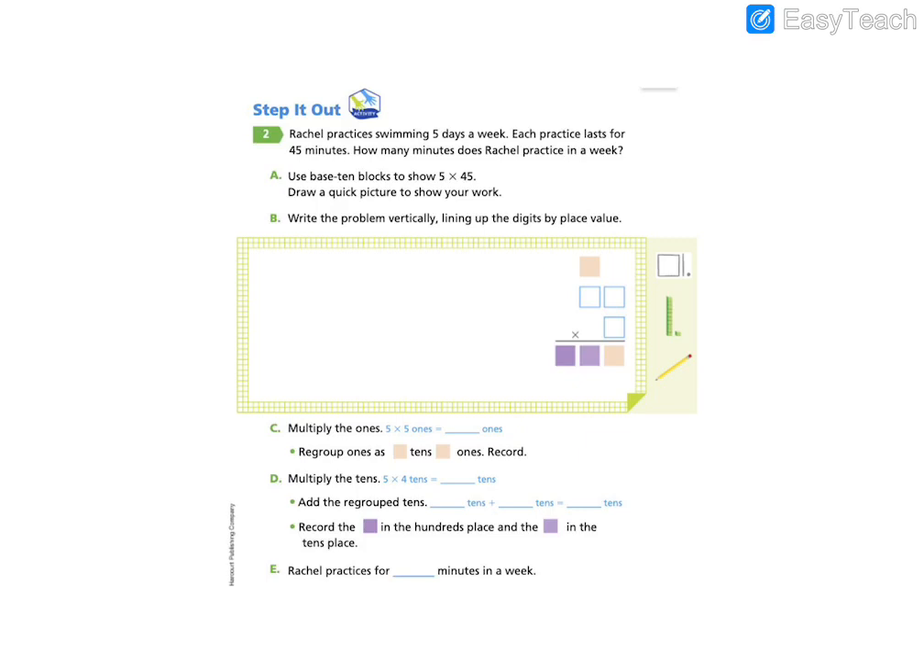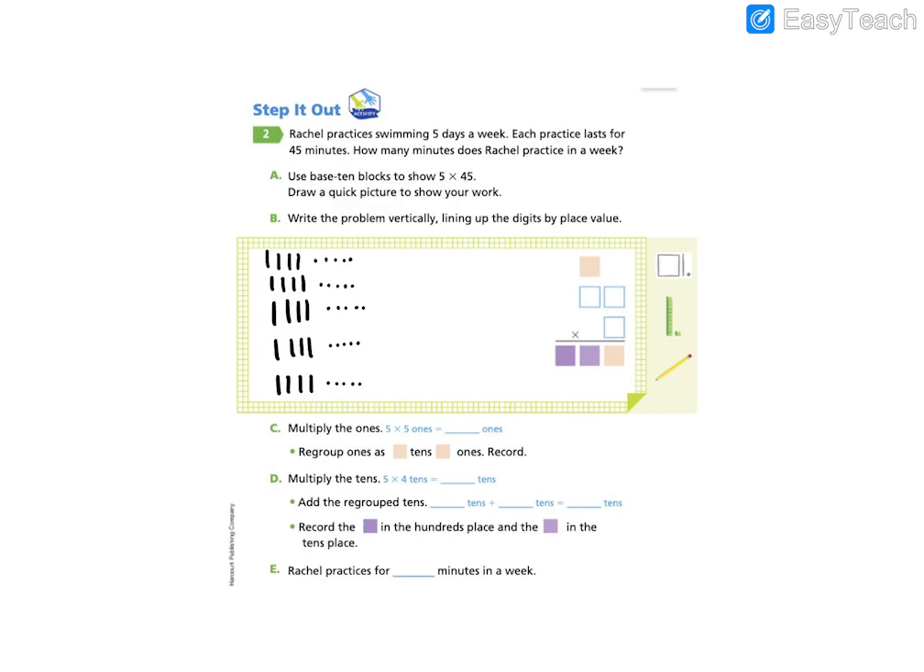We're going to draw 5 groups of 4 tens and 5 ones. Group 1, 1, 2, 3, 4, 1, 2, 3, 4, 5. Group 2, 2, 3, 4, 1, 2, 3, 4, 5. 1, 2, 3, 4. Uh-oh, I might run out of room here to draw. I'll erase this guy and make him a little smaller. Okay, so there's my groups, right? Each day she's doing 45. 4 tens, 5 ones.